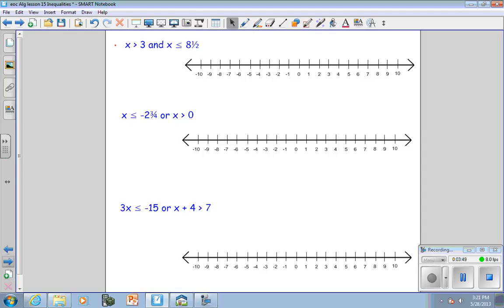So I'm going to do the first one. I'll do that in a red marker. So x is greater than 3. So I find the 3. I do an open circle. And then I'm going to start shading to the right. I'm not going to shade very far, though, because with the compound, whenever we have an and, we're going to have an intersection between the two inequalities.